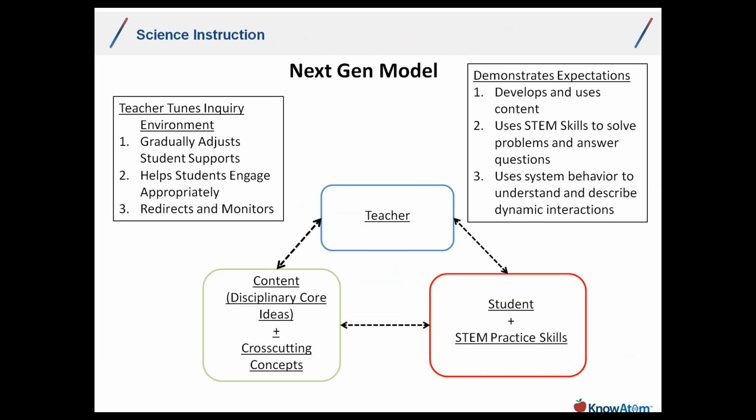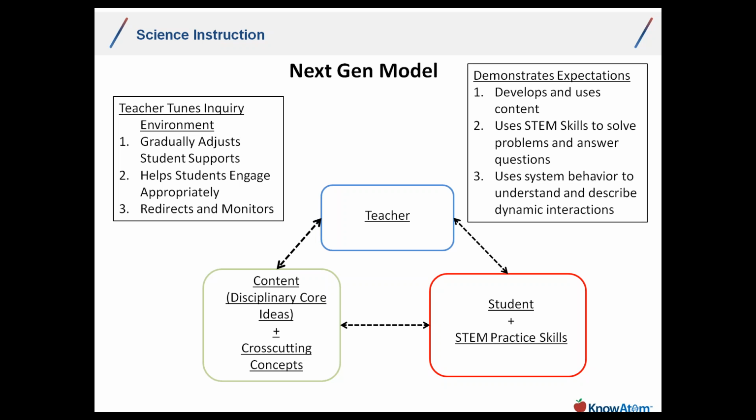So that kind of next-generation model of instruction is really about students developing science and engineering practice skills. And as students develop those skills, really internalize them, they're using them to access, to develop and use the content and really understand what's called the cross-cutting concepts or the system behavior, how content interacts with other content. And so the teacher's role is not to be the one who delivers content, but to be one who sort of tunes this inquiry environment, because it really is an environment for inquiry.